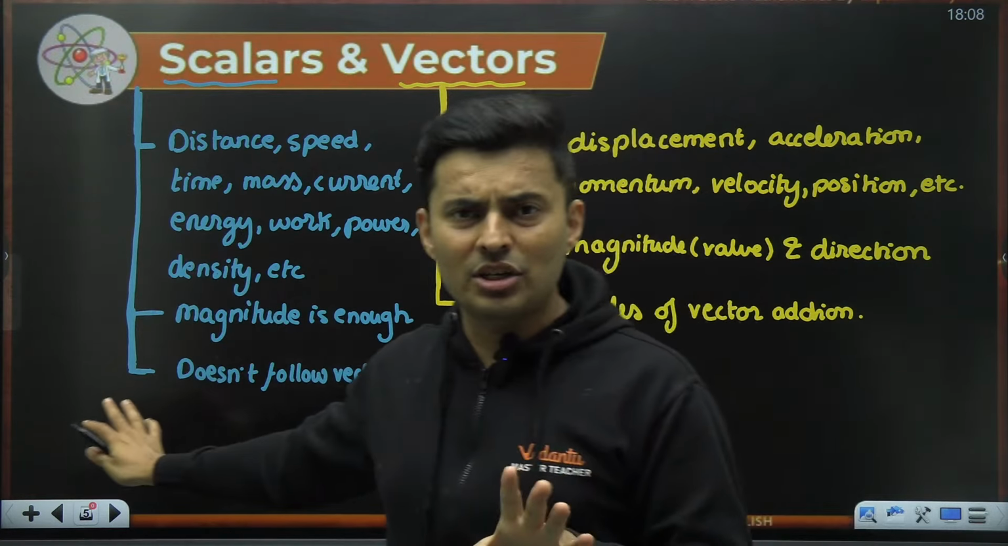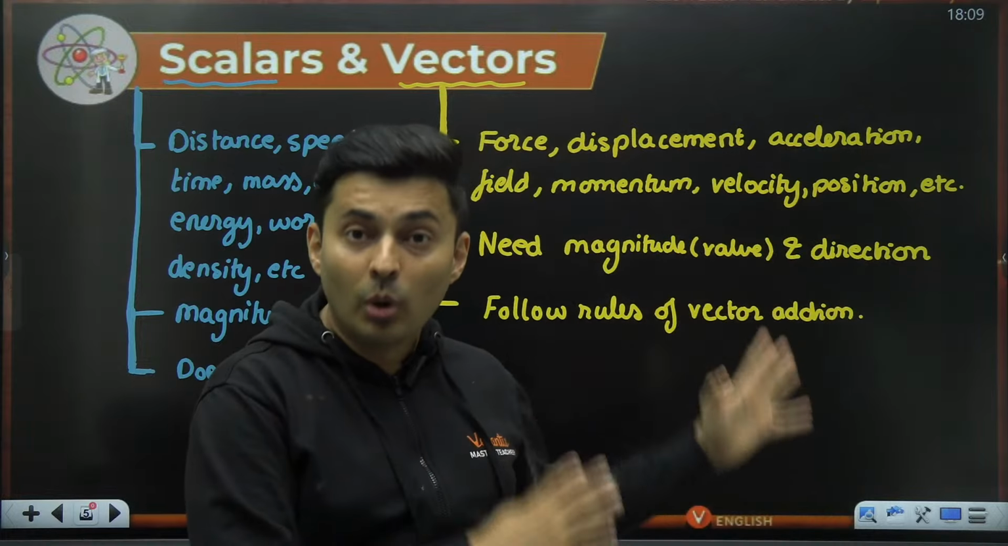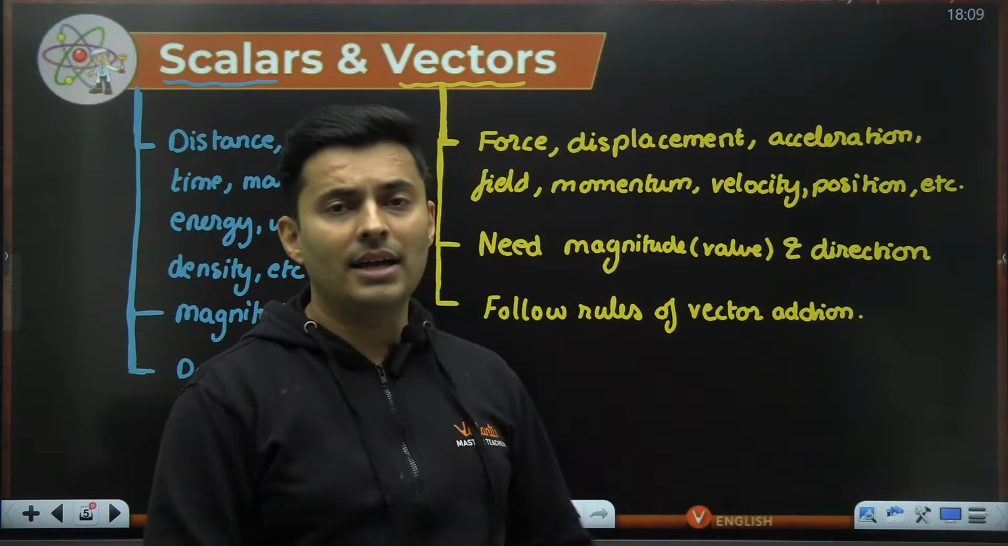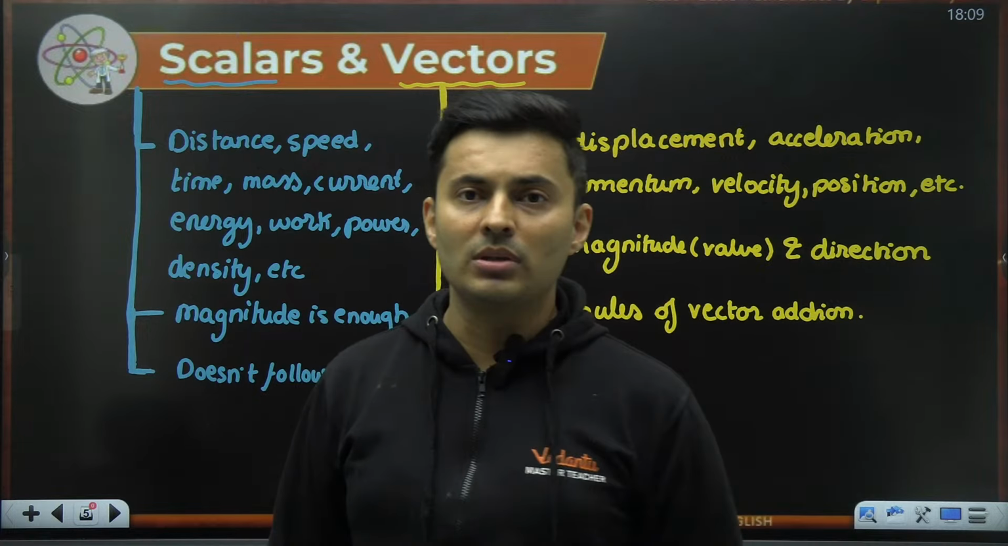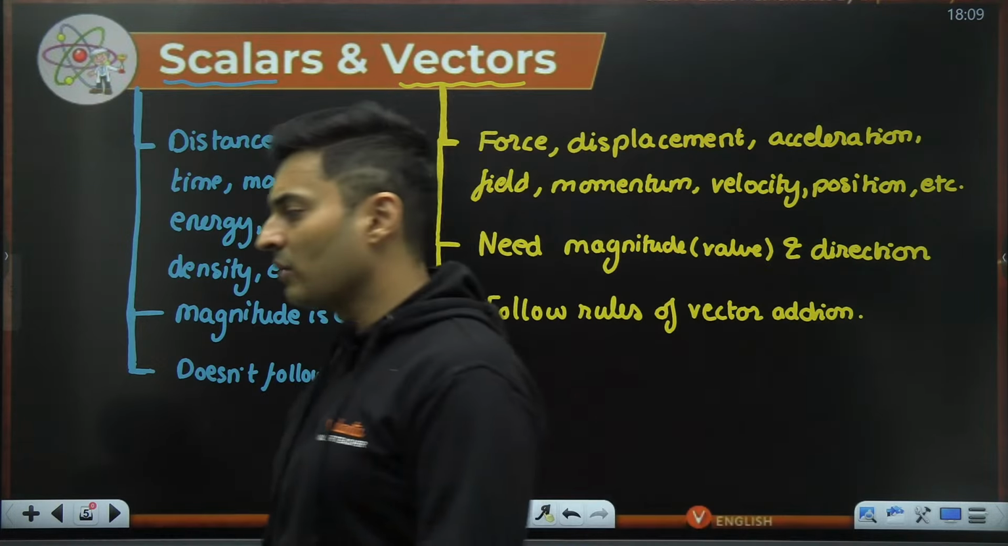For scalars, direction is not important. For vectors, both magnitude and the directions are important, and they must follow the rules. Only then they qualify for vectors.